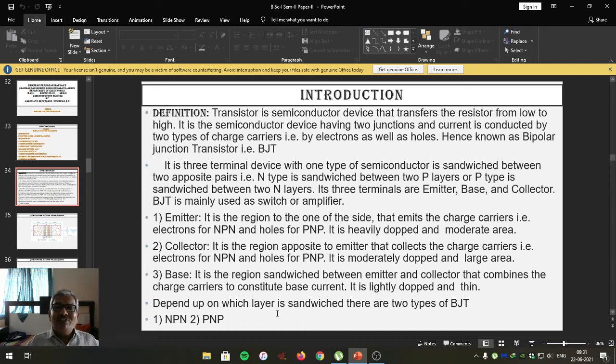Depending upon which layer is sandwiched, there are two types of BJT. One is NPN, second is PNP. In an NPN transistor, the P region is sandwiched between two N regions. So this is the N region, this is the N region, and in between there is a P region. The other is a PNP. Here the N region is sandwiched between two P regions. It is called PNP.